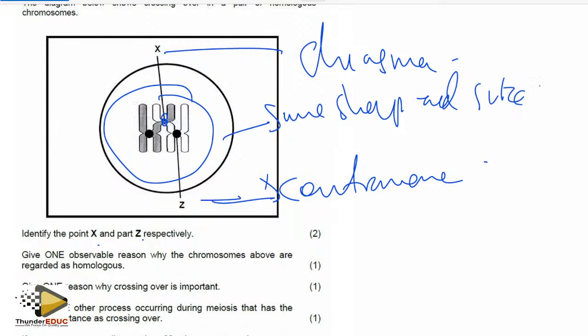They're saying that one process occurs that has the same importance as crossing over. What does crossing over do? It brings about variation. So they're just asking you for other factors which cause variation. Random arrangement of chromosomes during metaphase is another.